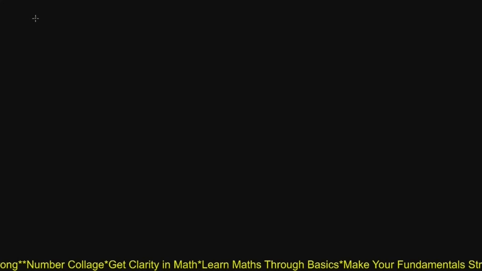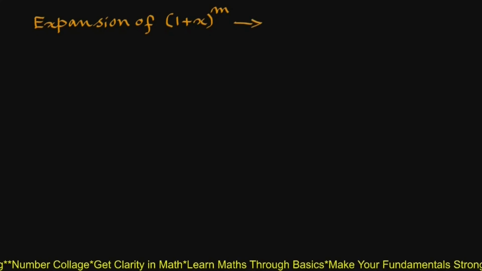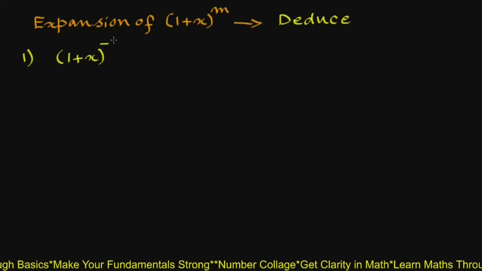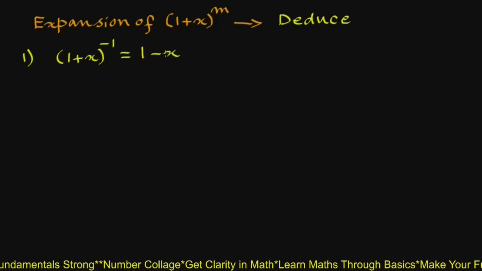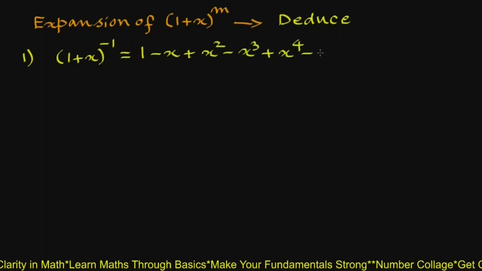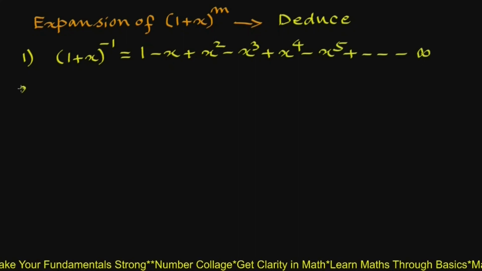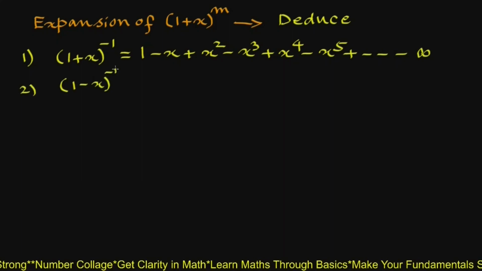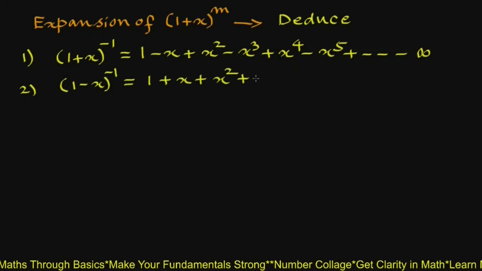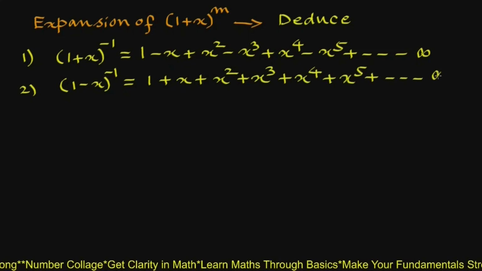Next we will study expansion of (1 + x)^m, and from this expansion we will deduce two important results. Number 1, (1 + x)^(-1) = 1 - x + x^2 - x^3 + x^4 - x^5 + so on and so forth up to infinity. And number 2, (1 - x)^(-1) = 1 + x + x^2 + x^3 + x^4 + x^5 + so on and so forth up to infinity.